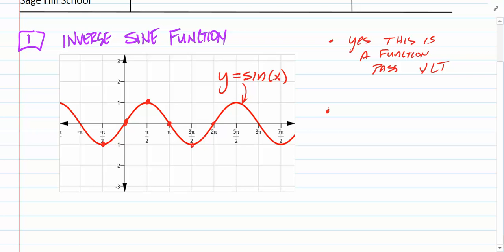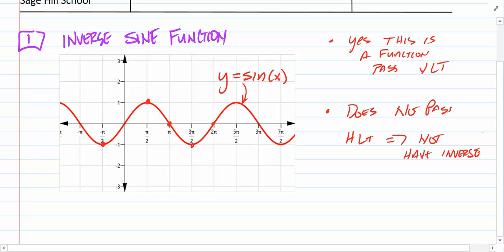Does this function have an inverse? Yes or no? This does not pass the horizontal line test. Do you guys agree with that? Just draw any horizontal line, like say this one, for example. Look, it hits there, hits there, hits there. It definitely does not pass the horizontal line test. So therefore, it does not have an inverse.